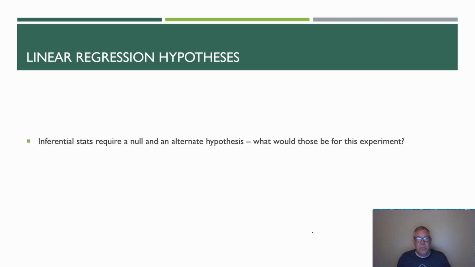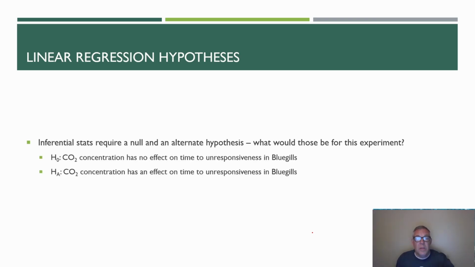Well, remember, the null is the nothing hypothesis, that nothing is going on or there's no relationship. And so our good null would be that CO2 concentration has no effect on time to unresponsiveness in bluegills. So there's nothing happening. Of course, I think there is a relationship. That's why I did the study. And so I need to collect data to convince you that I'm right, which is why I did the study. And so the alternate is the CO2 concentration has an effect on time to unresponsiveness in bluegills. Mutually exclusive. If I can reject the null, then I support the alternate. But we're going to start by assuming the null is true.